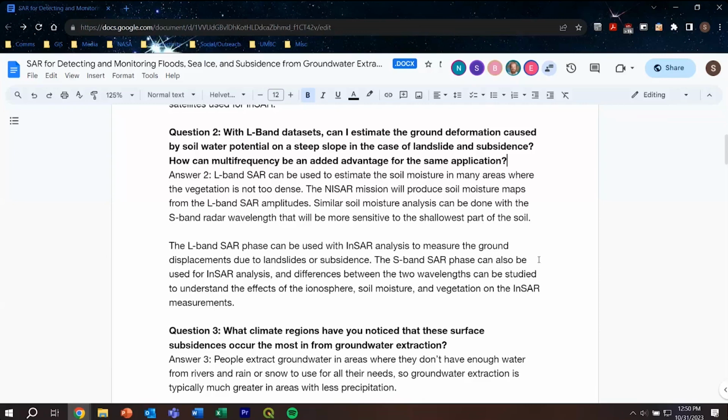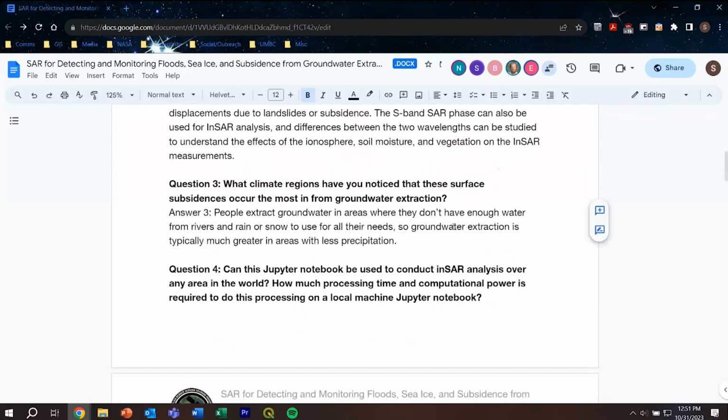Great. I will certainly be looking forward to that L-band data and S-band data from InSAR for these sort of applications. So the next question then is, what climate regions have you noticed that these surface subsidences occur the most from groundwater extraction? Well, people extract groundwater in places where they don't have enough water from rivers, rain, and snow to use for their needs, such as cities and agriculture. So the places where there's more groundwater extraction are the places where there's not enough rainfall.